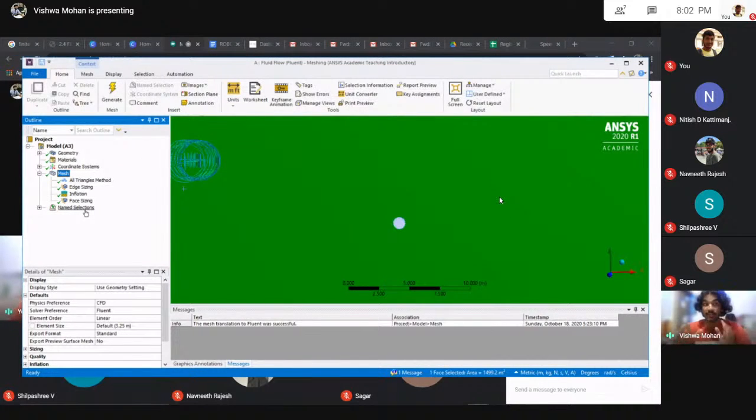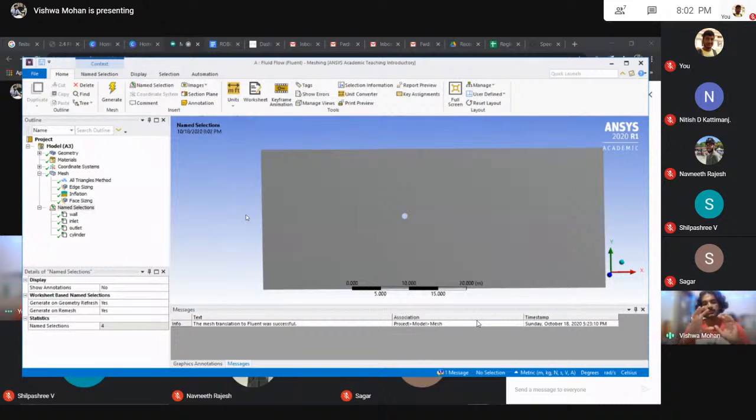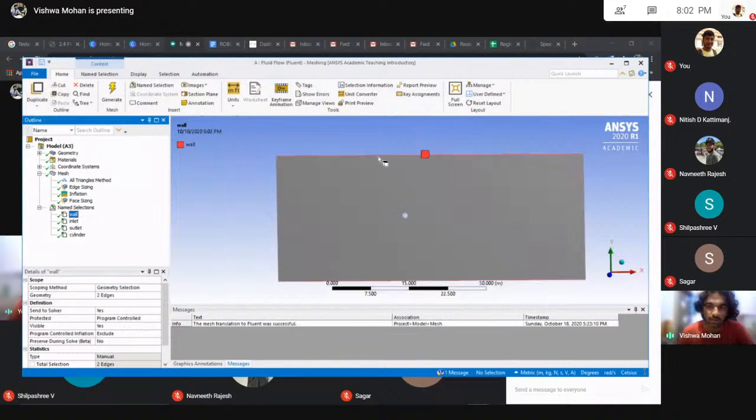Another important thing that you need to do in mesh is name selection. So what is name selection? Ansys uses these names to know what is your inlet, your outlet, your domain, and everything. So I've given a wall. You can see this is wall, and this is inlet, so the fluid will come in like this. This is the outlet, and then there is the cylinder.